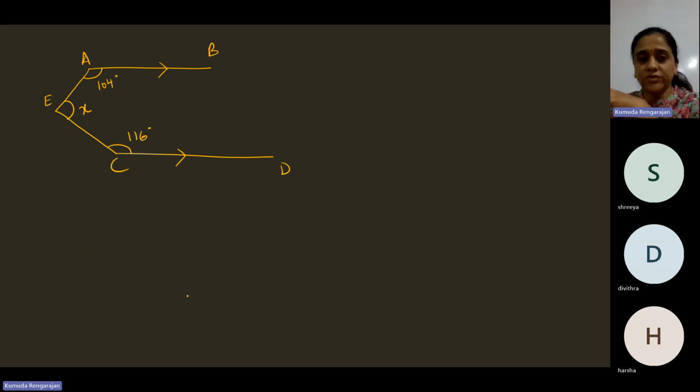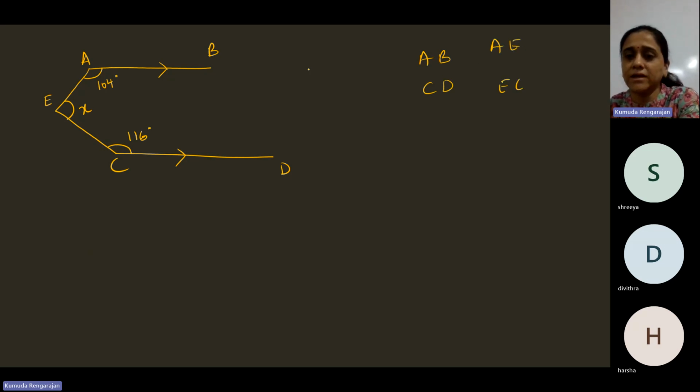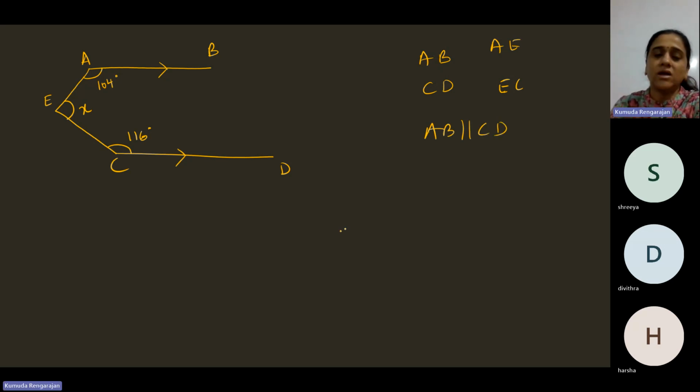So here in this figure, we have two parallel lines AB and CD. The different lines you can see here are AB, CD, AE, and EC. Now, AB and CD are parallel lines. AB is parallel to CD. Is there a transversal, a line that intersects both AB and CD? There is no line that intersects both AB and CD.